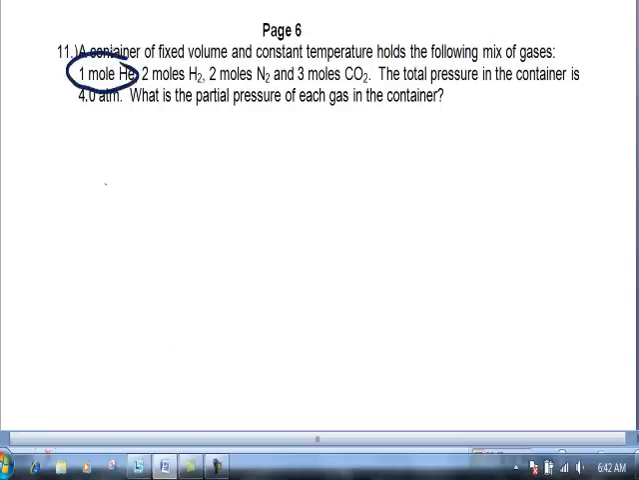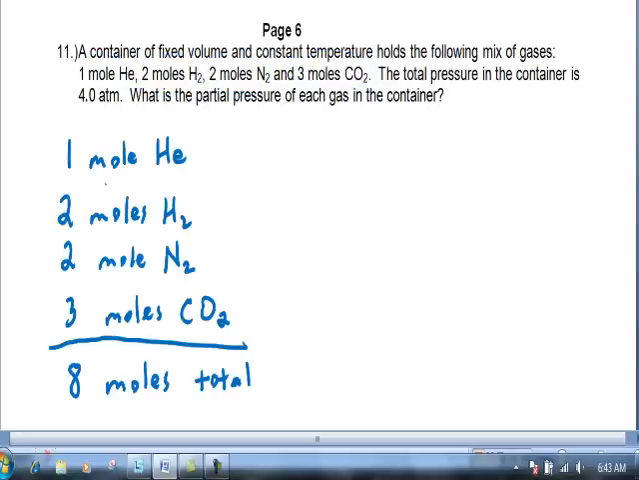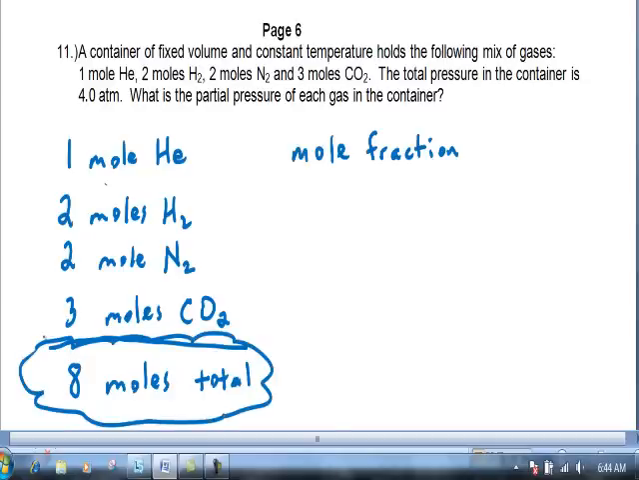We have 1 mole of He atoms, 2 moles of hydrogen, 2 moles of nitrogen, and 3 moles of carbon dioxide. We can use this to get the mole fraction of each gas, and the mole fraction would be the same as the fraction of the total particles in the container that come from just that one particular gas. Adding together all the moles, we see that we have 8 moles total gas in this container. We can now find the mole fraction of each gas, which would be the same as the fraction of the total pressure that comes from that gas.